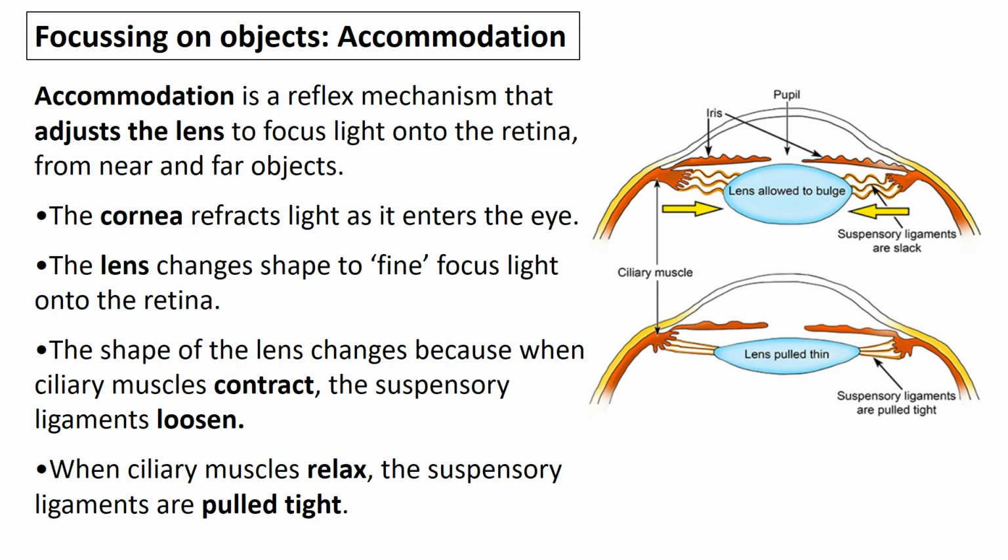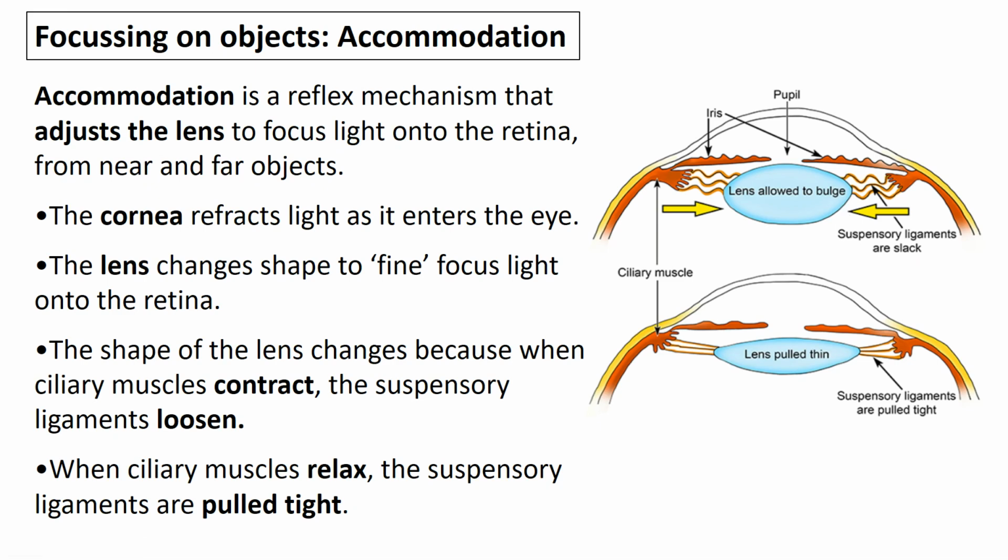Okay, so how do we actually see and focus on objects? Focusing on objects is called accommodation, and this is a reflex mechanism that happens automatically to adjust the lens and focus the light onto the retina, and it can focus objects that are near or far. As I said before, the cornea refracts the light a bit as it enters the eye, but the lens is the thing that changes its shape to fine focus the light, so the light lands exactly on the retina.